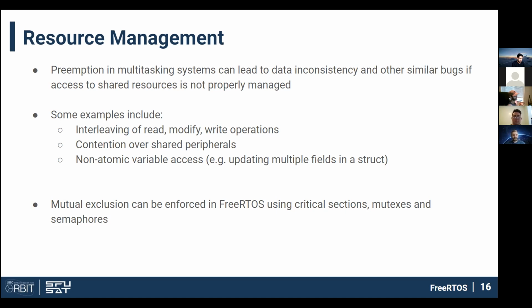And then the way to manage that is by a technique called mutual exclusion, which means that you take some region of code and you ensure that it can only be executed by one task at a given time. So the way that you can handle that in FreeRTOS is by using critical sections, mutexes, or semaphores.